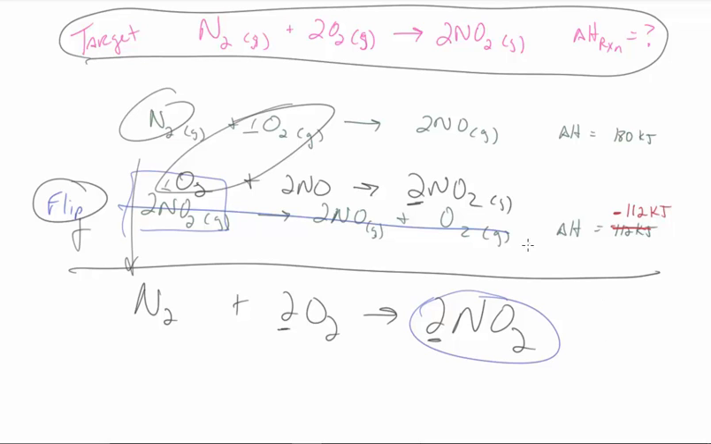And so now to come up with the overall, like if I wanted the delta H for my overall target reaction, all I do is just add these up. So now I'm 180 minus 112, and I end up with 68 kilojoules of energy, and this would be an endothermic process.